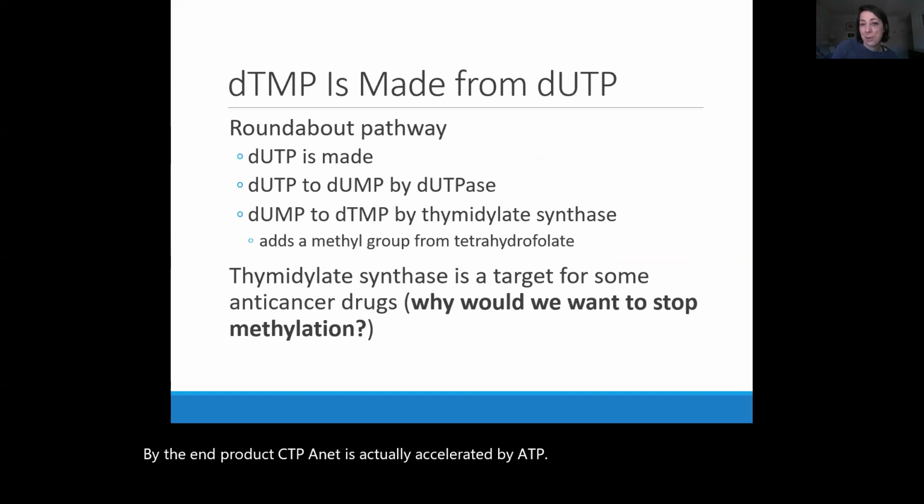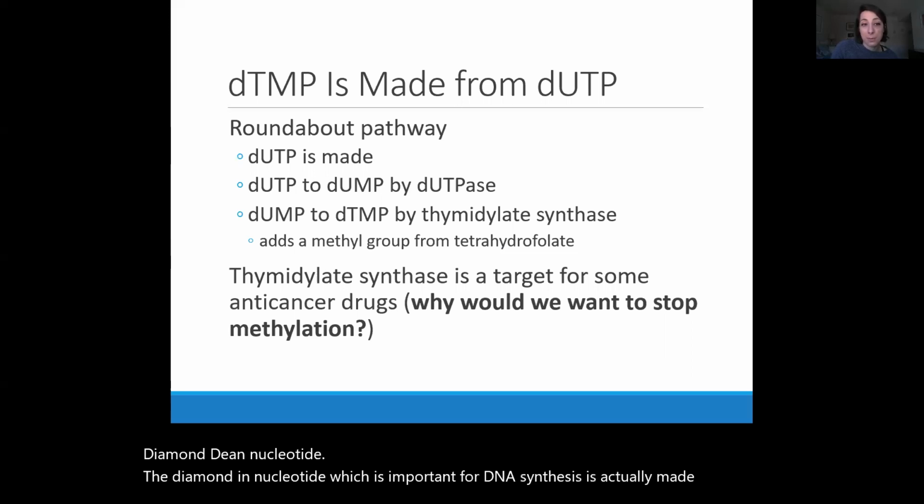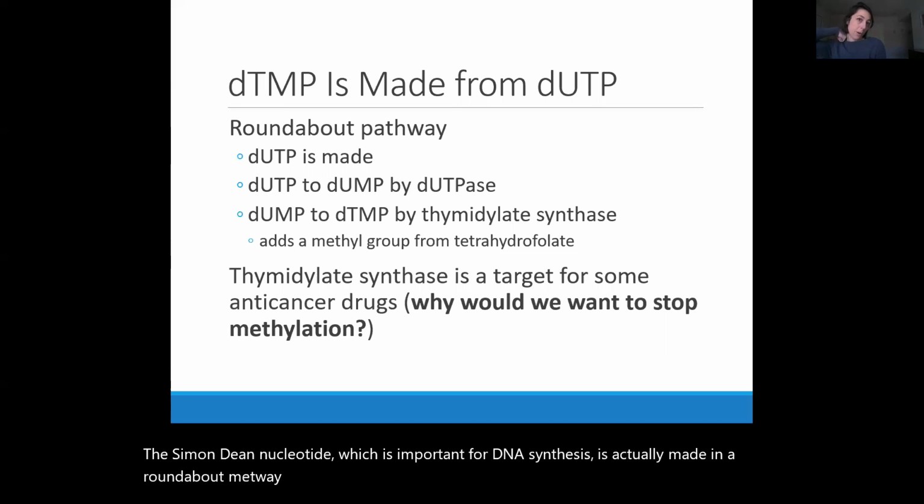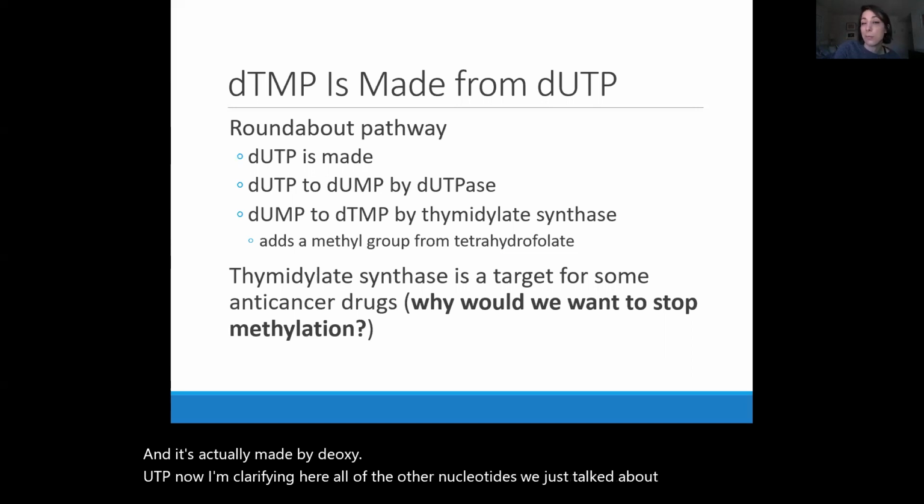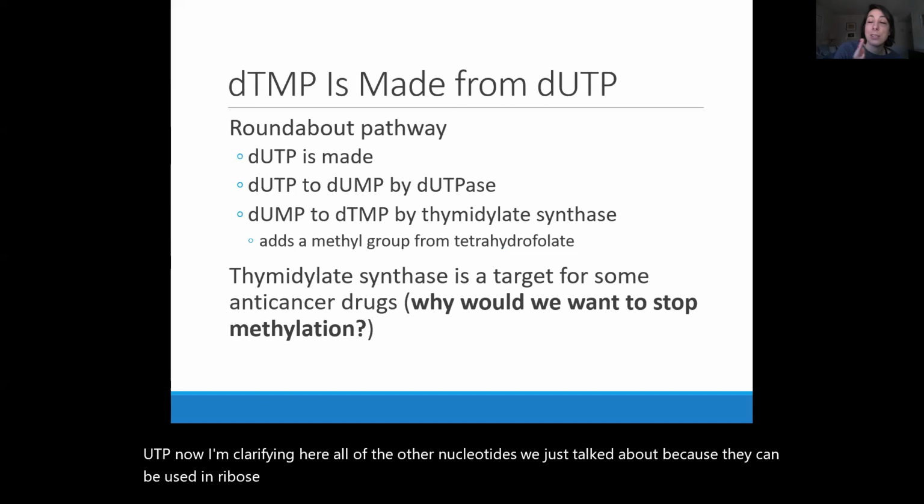Now, we didn't talk about our T thymidine nucleotide. The thymidine nucleotide, which is important for DNA synthesis, is actually made in a roundabout way from our UTP. And it's actually made by deoxy UTP. Now I'm clarifying here all of the other nucleotides we just talked about because they can be used in RNA or made on ribose.